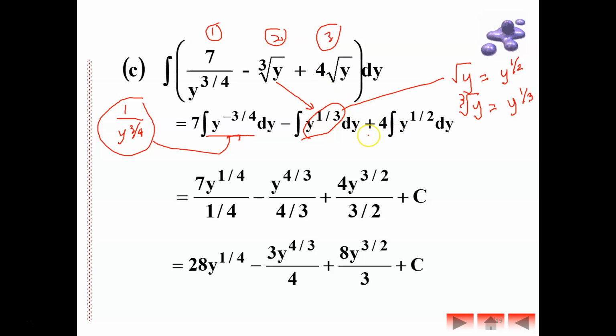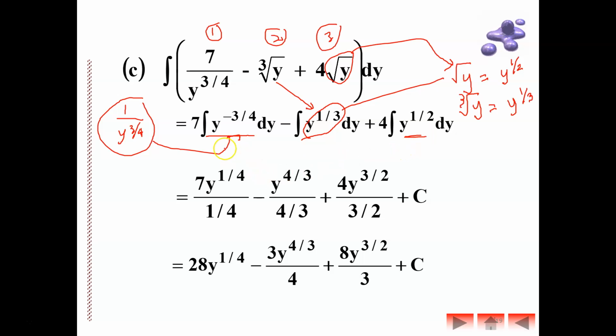Then you have plus 4. Okay, so 4 is a constant, so we put it at the front. Then you have to integrate the square root of y. So again, the square root of y is equal to y to the power of half. That's why it gets this part.